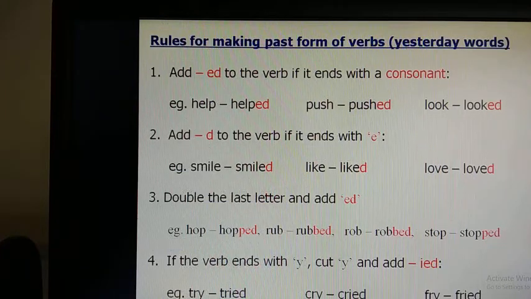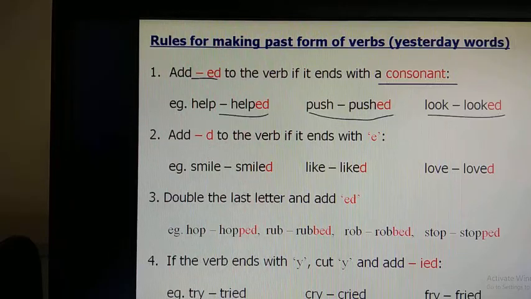Rules for making past form of verbs or yesterday words. Here there are 4 rules I have mentioned. There are others too, which you will be learning later in your classes. Number 1. Add ed to the verb if it ends with a consonant. Alright, remember this. Add ed to the verb if it ends with a consonant. Help, helped. Push, pushed.